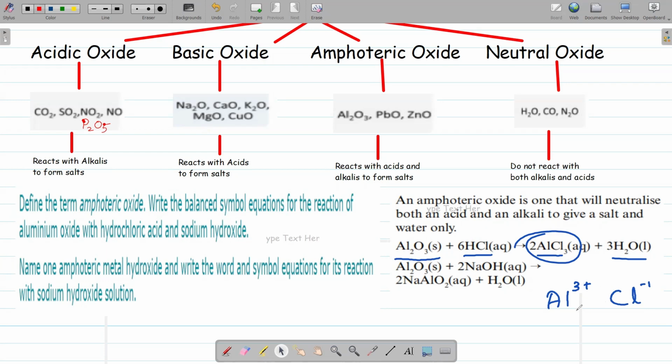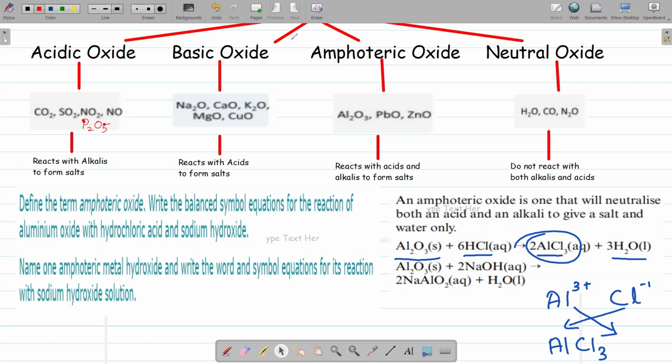Remember, whenever you have to get the formula, you just need to swap the valencies. Now these are the valencies. And how will you get your valency? You will have to check your periodic table. So you just need to swap them, swap the valencies. So here you get AlCl3. That's how you've got this formula. So a salt is formed plus water. Now, aluminium oxide with sodium hydroxide will give you sodium aluminate. This is sodium aluminate and water.